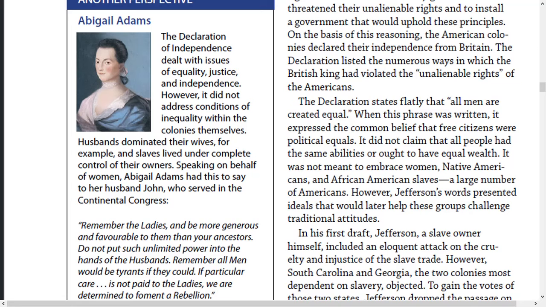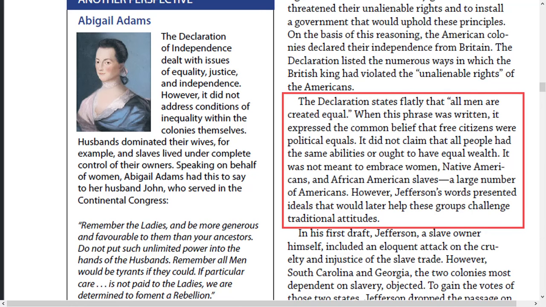Now, as we move down here, it talks about the famous phrase, all men are created equal. But even in Jefferson's ideology, in Jefferson's time, it didn't really mean that. It didn't mean all people. It meant white landowning men. It did not mean women, Native Americans, or African American slaves, of course.